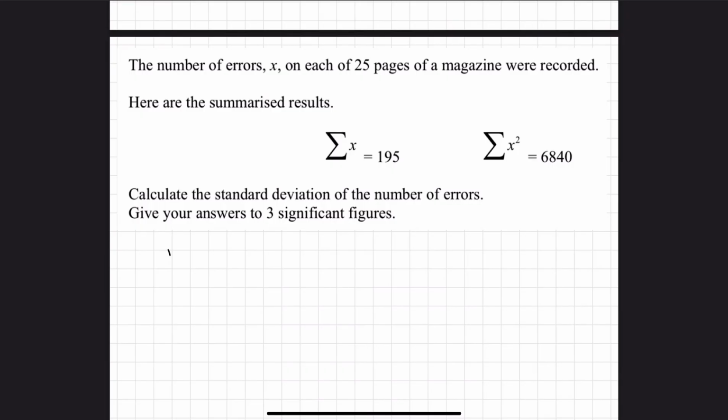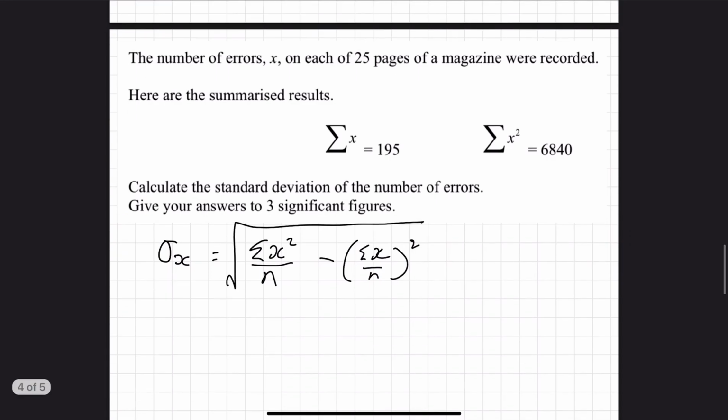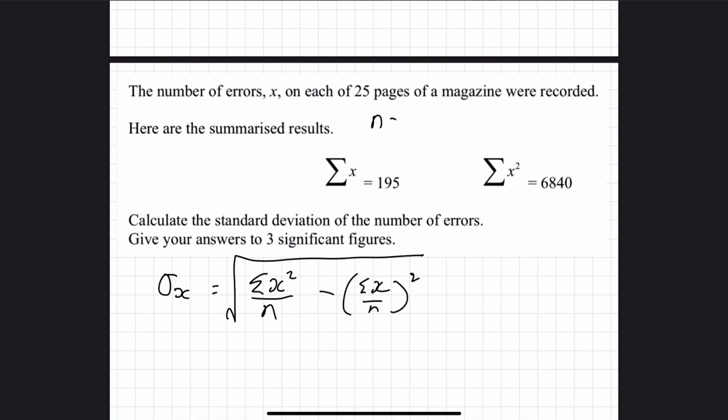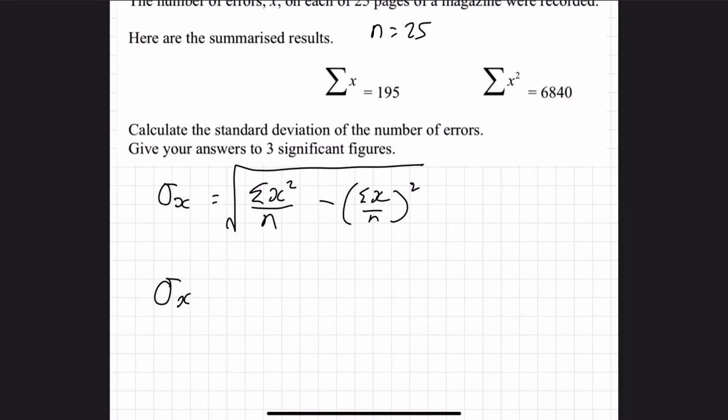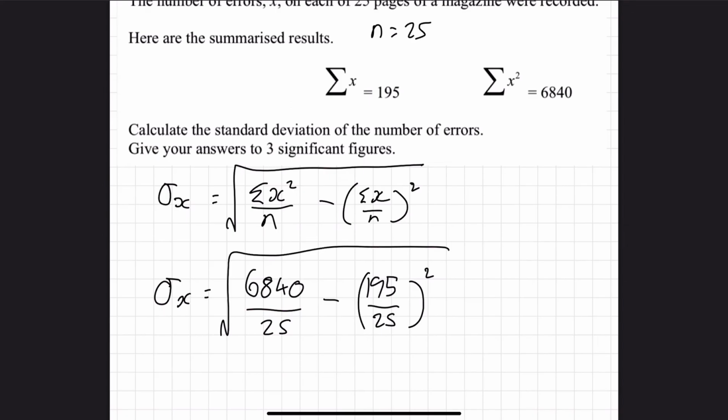So first of all, we know our formula for the standard deviation of x is your mean of the squares minus your mean squared, and you take the square root. And we know n is 25 because it says here it's about 25 pages. So your standard deviation is just a bit of substitution. Your sum of x squared, that's the wrong number. Your sum of x squared, which is 6840, divided by 25, minus your mean, which is 195, divided by 25 squared, and you take the square root.